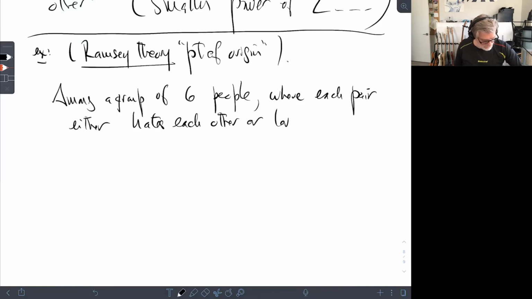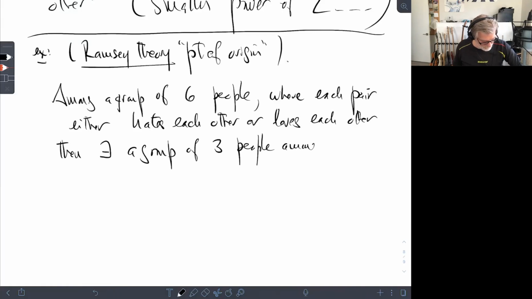or loves each other. Now you're going to say there's actually a theory behind it, but obviously we're giving silly names to the situation so that it makes some kind of sense. It's less theoretical. So I have a group of 6 people, and you're told that each pair of them either hates each other or loves each other. And I tell you, there must exist 3 of these people who either all hate each other or all love each other. Then there exists a group of 3 people among them that all love each other or all hate each other.